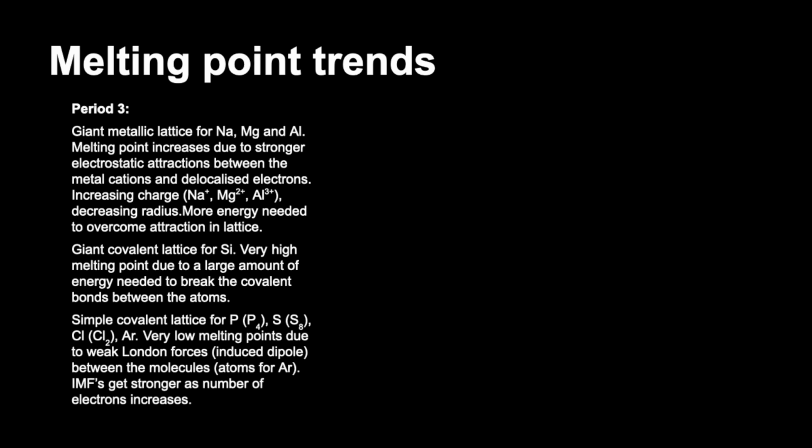And then we've got simple covalent lattices for phosphorus, sulfur, chlorine and argon. But you notice I've put some extra detail in there. Phosphorus actually forms a P4 molecule, sulfur S8, chlorine Cl2 and argon just individual atoms. So they've got relatively very low melting points compared to the others due to those weak London forces or induced dipole forces between the molecules, atoms for argon. The intermolecular forces get stronger as the number of electrons increase.